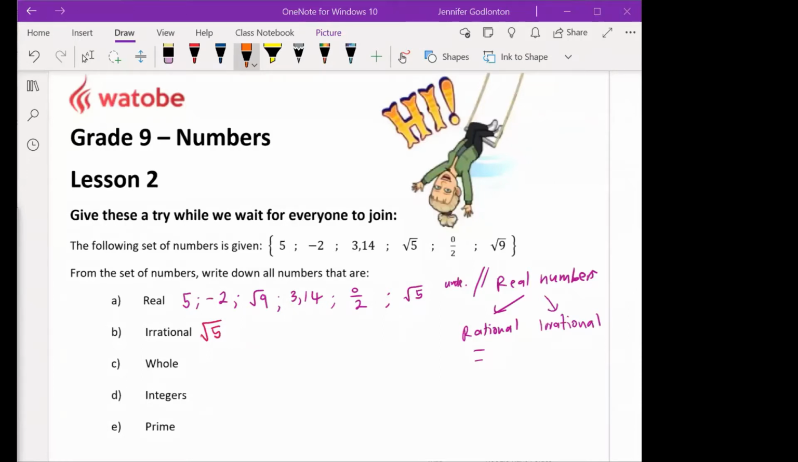Okay, Michaela, -2 is not going to be a whole number because whole numbers only start from 0. So all of our whole numbers are numbers that aren't decimals, but they have to start from 0. So our whole numbers here, we're going to have 5. And we're going to have 0. So 0 over 2, which is 0. And we're going to have the square root of 9 because the square root of 9 is 3. Okay. So if anyone got all of those right, well done to you.